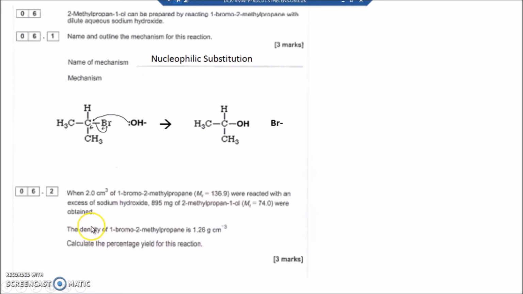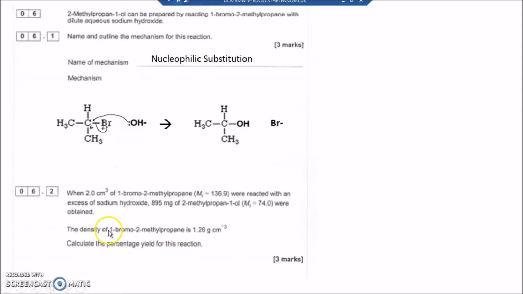Density. Density is my key word. I've been given a density. Why would I be given a density? The only reason I'd be given a density is because density equals mass over volume. So I've got to use density. I've got one equation that I can use. Density is mass over volume. So to work out the third thing, I need a second thing.